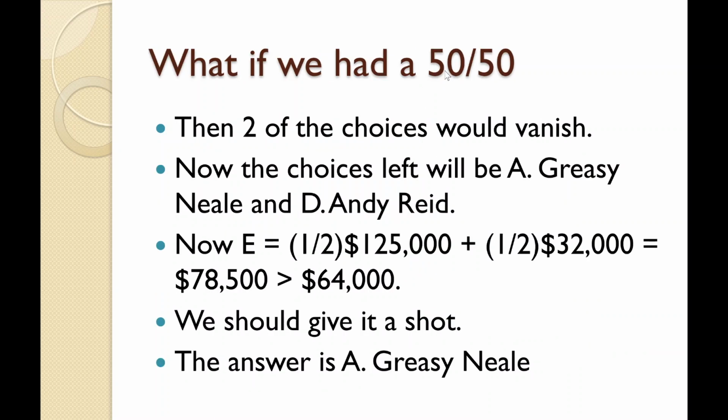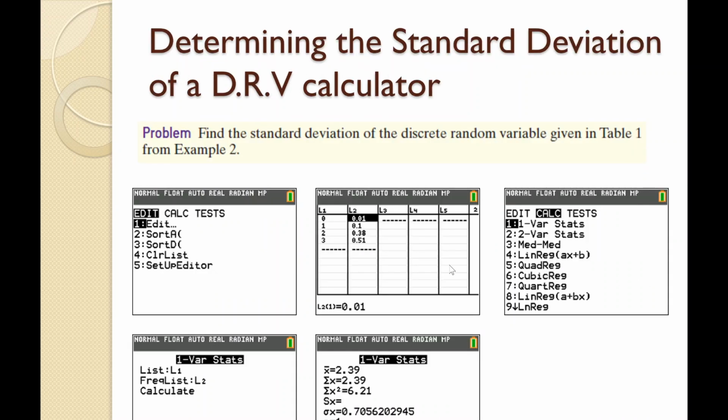But what if we had a 50-50 where we take away two of the wrong choices? Now the choices are these two people, Greasy Neil and Andy Reid, who you might know. And so 1/2 times this and 1/2 times 32,000 gives us 78,000, which is greater than 64,000. So at this point, we decide it's actually worth it to make a guess, even if we get it wrong. It's actually more beneficial more times than not. You stand to win more money. And if you got it right, you'd say Greasy Neil, and you would have won the money.